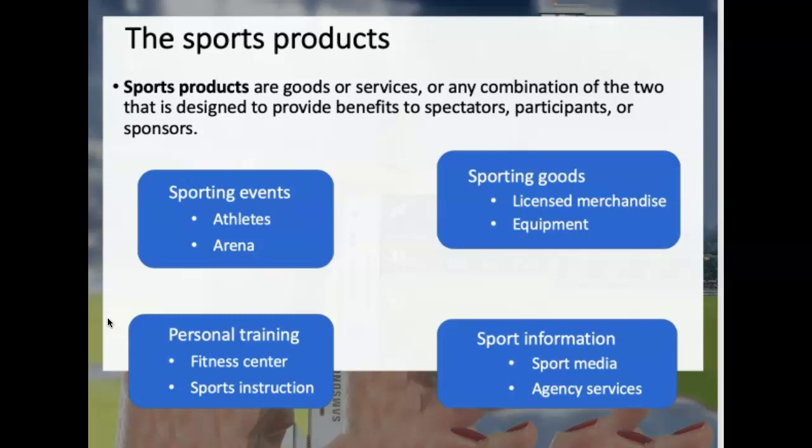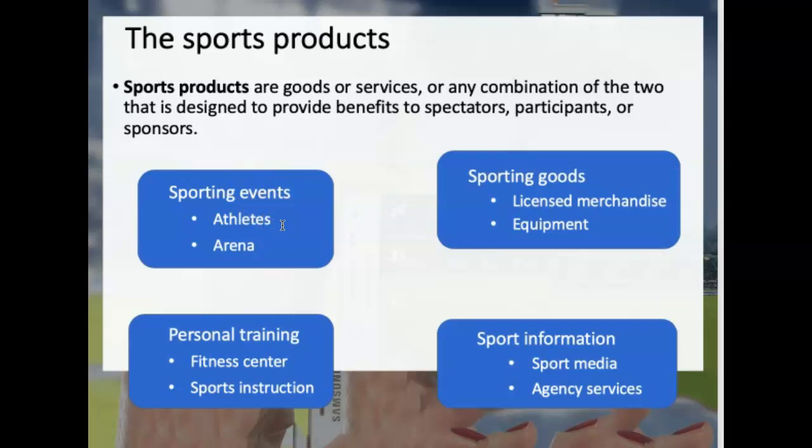Why would some people like to go and watch this game rather than the other game? Because this game has certain athletes. They're appealing, they're well known, they're going to play good games, right? They have a big fan base. So athletes sometimes are products too. So those are sporting events. That's one example. Second one is sporting goods.